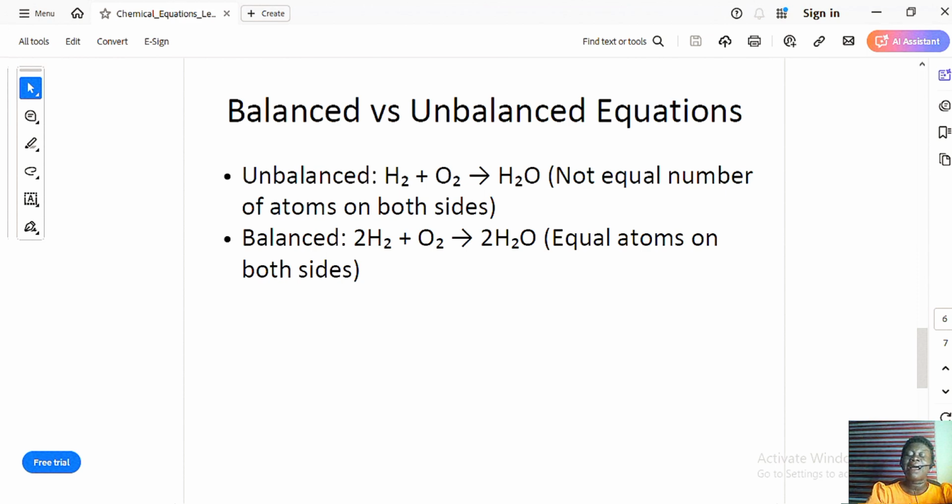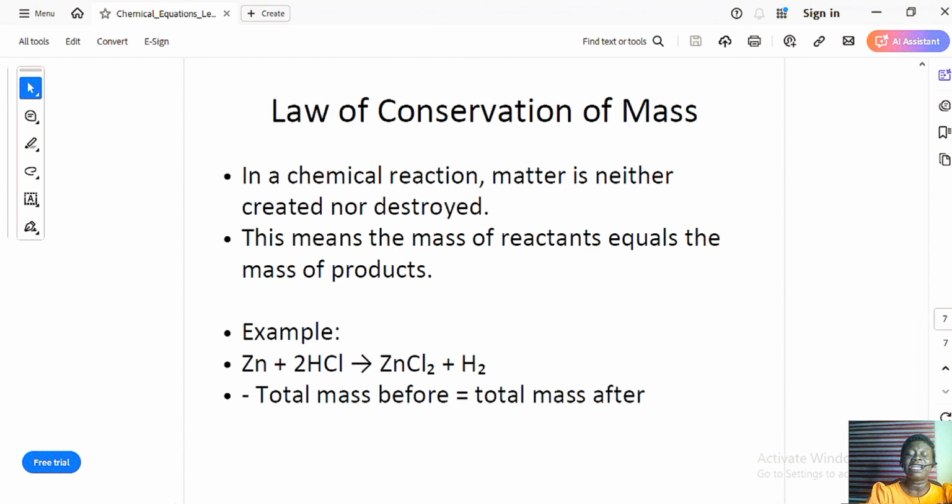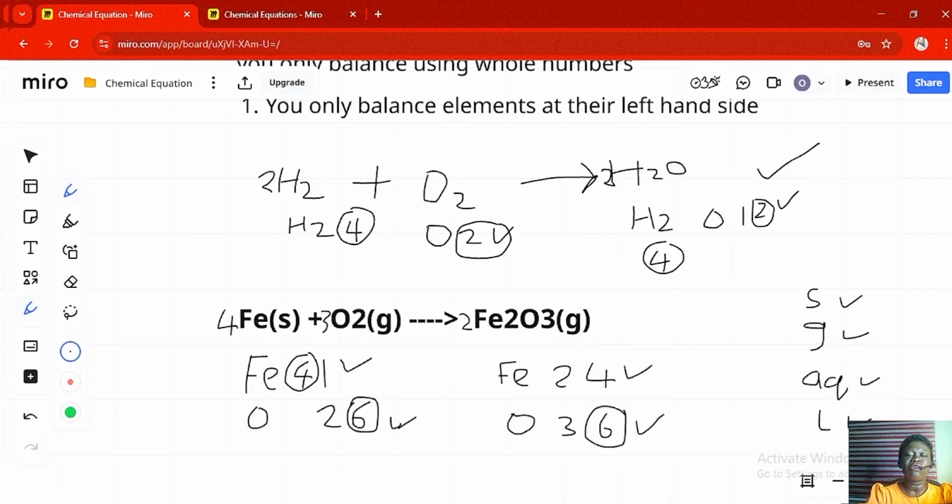Now we looked at balanced equations and unbalanced equations. And then we looked at the law of conservation of mass, which is what helps us to balance chemical equations. And I said the law of conservation of mass states that matter can neither be created nor destroyed. So that means the mass of the reactants must be equal to the mass of the products. And this also took us to balancing of chemical equations. And we saw an example from an IGCSE chemistry exam.